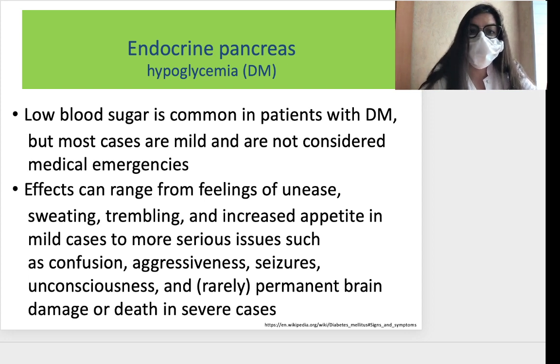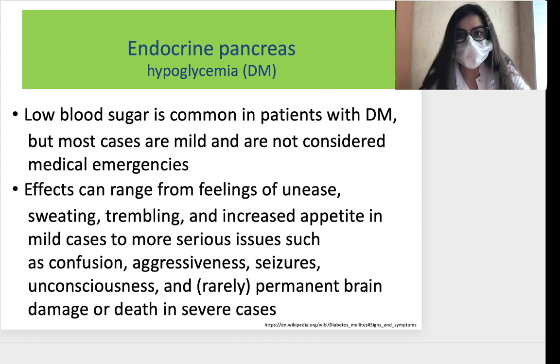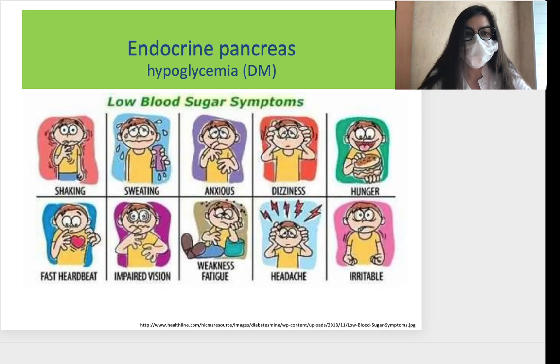Okay, what about hypoglycemia? Low blood sugar is common in patients with diabetes mellitus, but most cases are mild and not considered medical emergencies. Yes, hypoglycemia, we discussed it as an acute complication, but here we can name it in mild form in chronic complications, but with some regularities. Effects of hypoglycemia can range from feelings of unease, sweating, trembling, and increased appetite in mild cases to more serious, such as confusion, aggressiveness, seizures, unconsciousness, and more rarely permanent brain damage or death in severe cases.